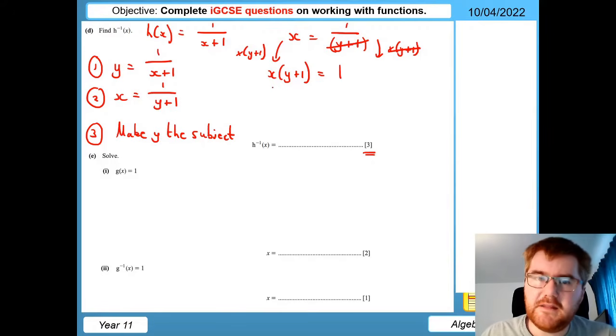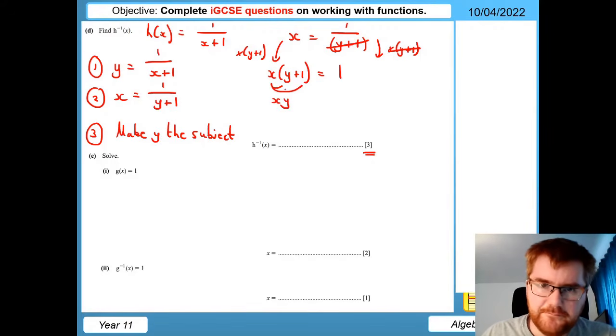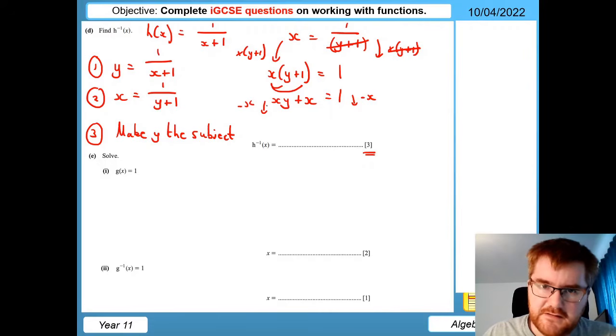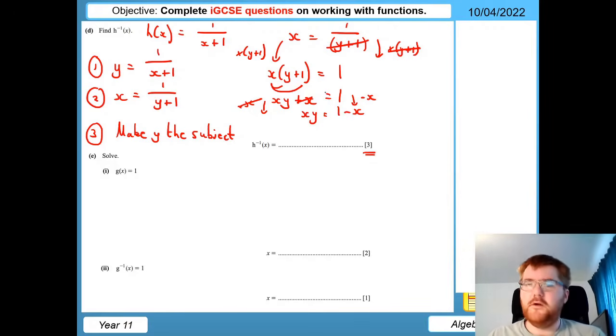Then we're going to multiply out the bracket, so a little bit more work here. So x times y is just xy, and x times 1 is just x. And then we want to make y the subject, so we've got a couple more steps to go here. Let's get rid of this plus x, so minus x on both sides. So with this cancelling, we get xy is equal to 1 minus x, and we're almost there now.